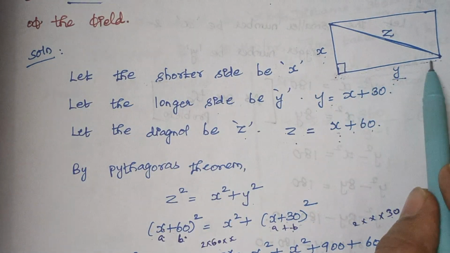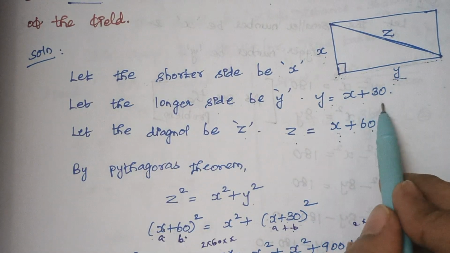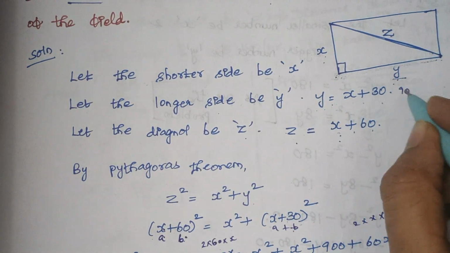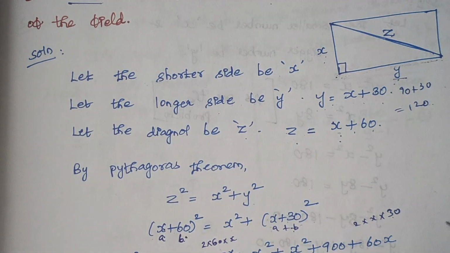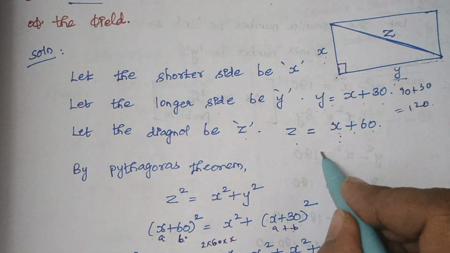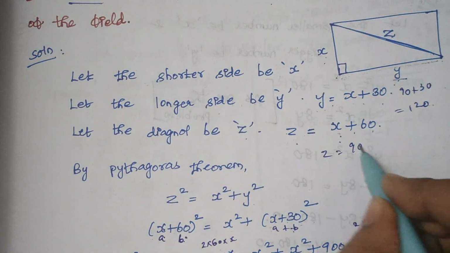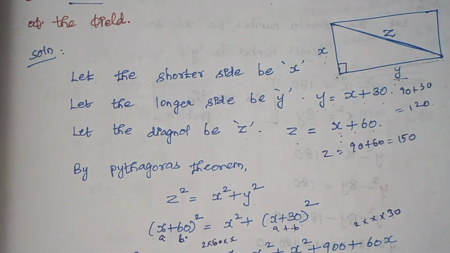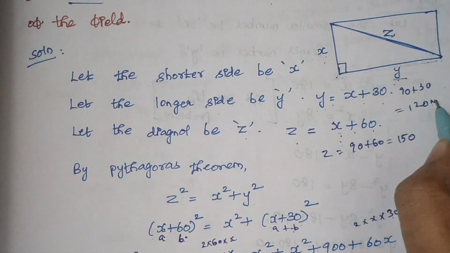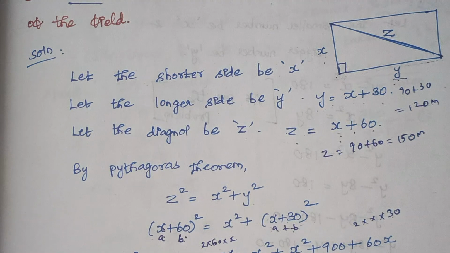What about the longer side? The longer side is x plus 30, that is 90 plus 30, which gives the answer as 120. And the value of the diagonal is not asked. If it is asked, we can even substitute the value of x here. The value of x is 90, right? So 90 plus 60 gives you 150. Here you should mention the units then and there.